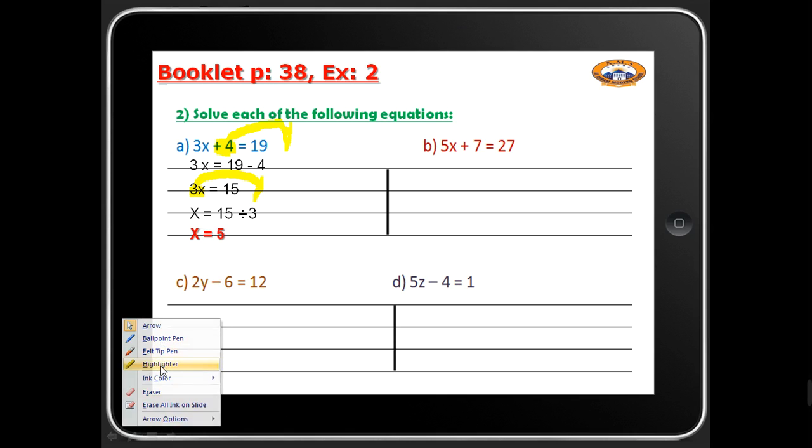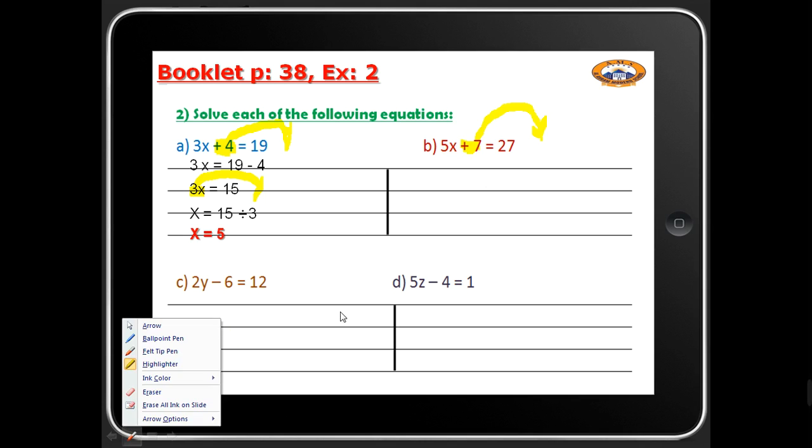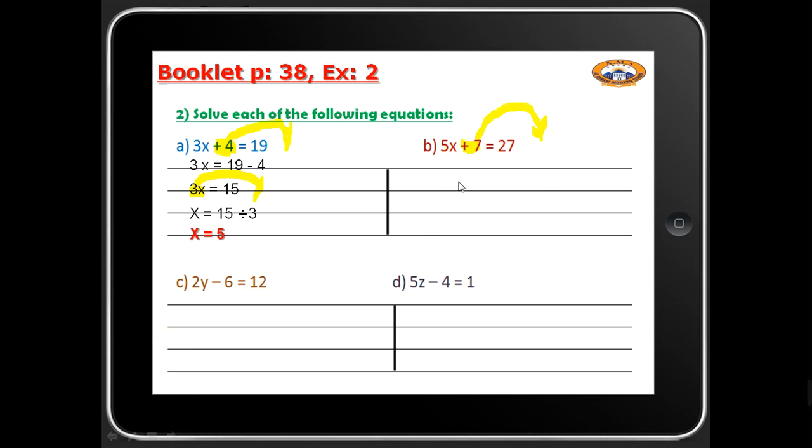Here also we have two numbers near x. 5 times x plus 7 equal 27. So as we agreed, we're going to move 7 to the other part of the equation, and 7 here, its sign is plus. When we move it, we're going to change the sign into minus. So 5x, I'm going to write, equal 27 minus 7, and 27 minus 7 will give me 20. So I will write 5x equal 20.